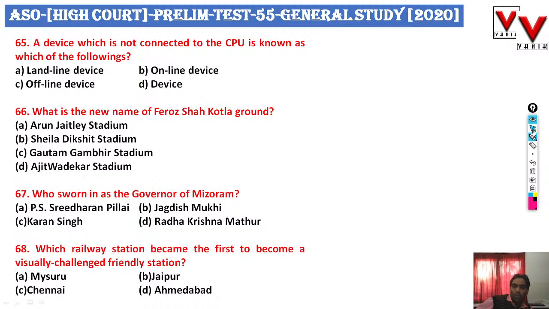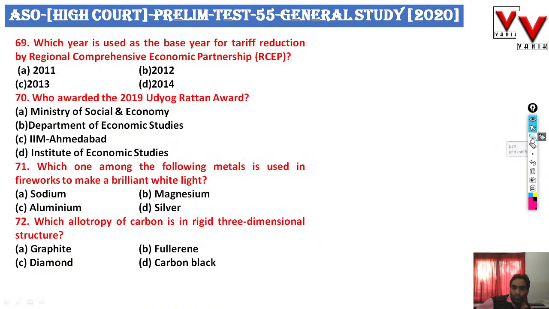Now we are going to proceed further and discuss the 69th: which year is used as the base year for tariff reduction in the Regional Comprehensive Economic Partnership? 2014 is used as the base year for the tariff reduction by the Regional Comprehensive Economic Partnership. Next, who awarded the 2019 Udyog? We already discussed that. They are asking the name of the institution, and the name of the institution is the Institute of Economic Studies, as we discussed earlier.